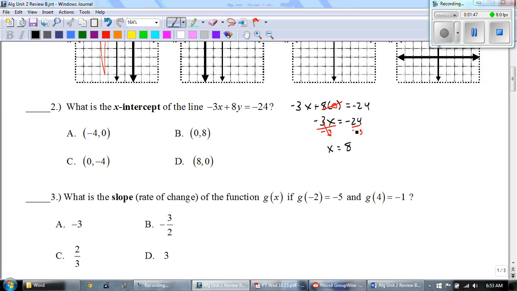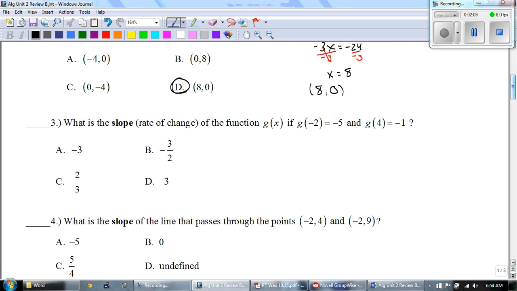8. All right, and remember that x is not 0, Mr. Grice. X is 8 and y is 0. So that is the point (8, 0). I don't know why I wrote an 8. I should have written a D.